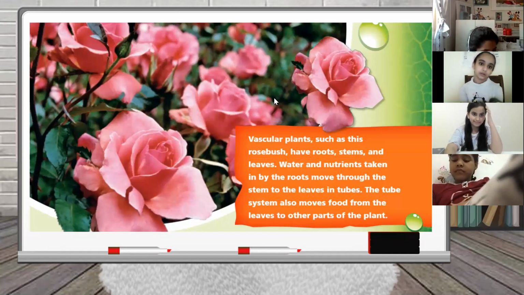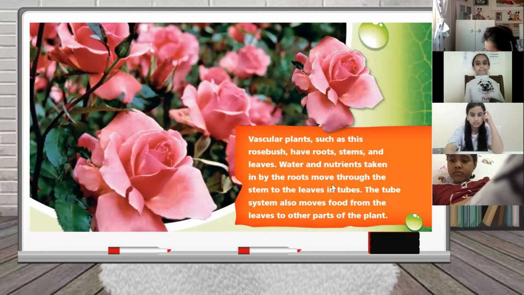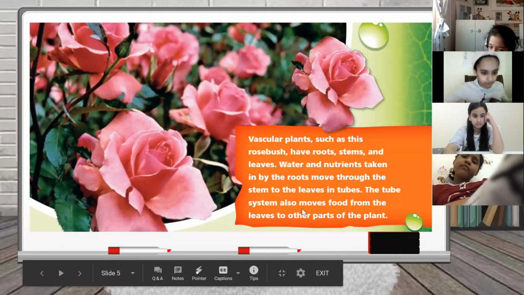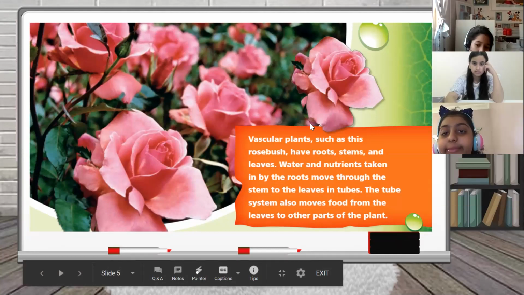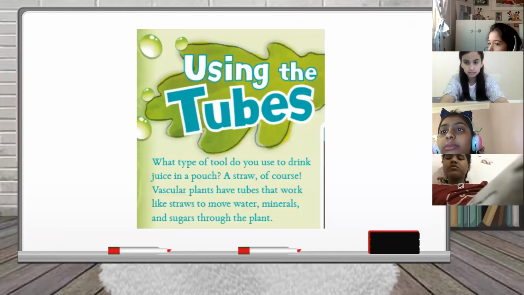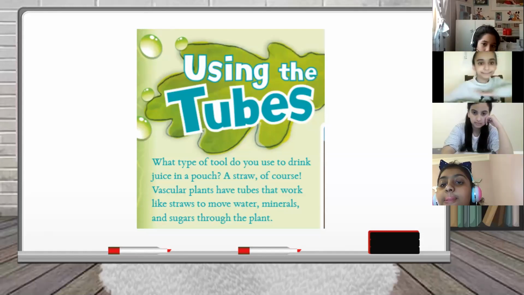Vascular plants, such as this rose bush, have roots, stems, and leaves. Water and nutrients taken in by roots move through the stem to the leaves in tubes. The tube system also moves food from the leaves to other parts of the plant, as we saw in the first video. Okay, guys? Let's see. Who is going to use the tubes?